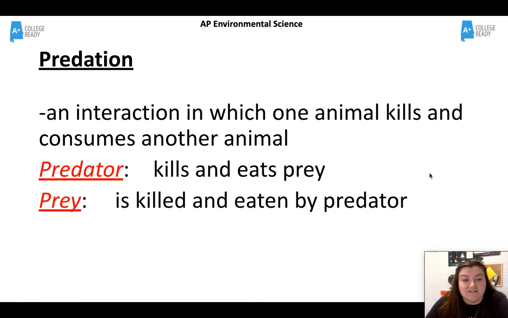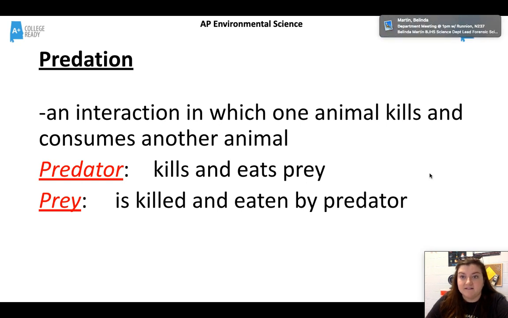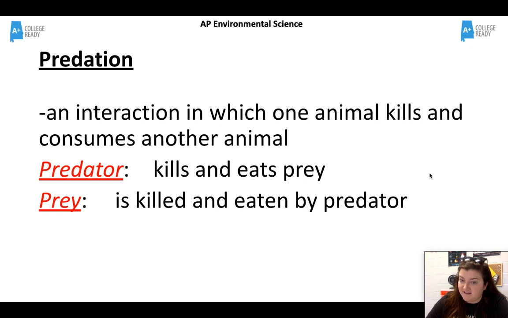Predation, it's obvious. It's a predator-prey relationship, right? So one animal kills and consumes another animal. It's important to note that this definition does say that one animal kills the other animal, because we've talked about animal relationships earlier where one animal is eating another animal, but that other animal is already dead, right? Scavenging. So in this case, predation, it's important to note that the predator is actually eating that prey item that they killed themselves. Slight distinction there.